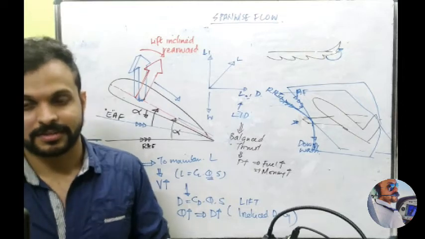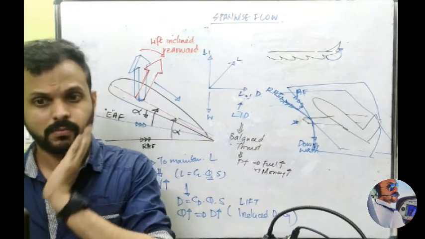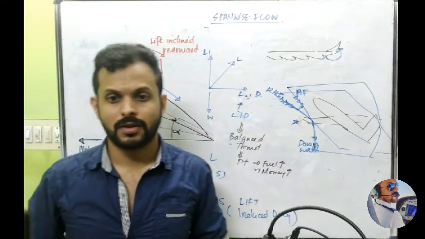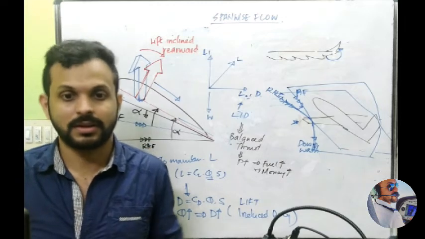Clear? But sir, why don't all aircraft use these things? Wing sharklets or winglets? No, they use it. Older aircraft don't use it. Sharklets is an Airbus term for winglets. Airbus calls it sharklets. It's the same thing.